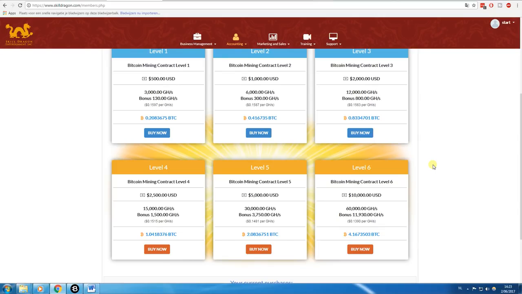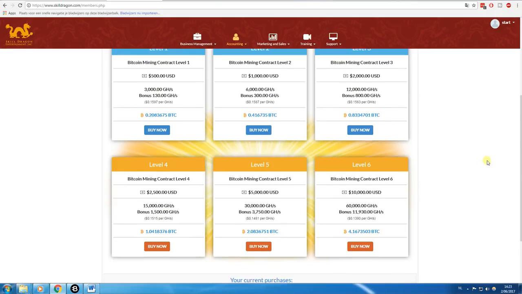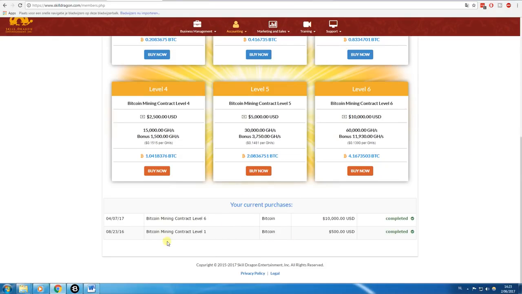Today we're going to take a look at how you can earn a passive income with cryptocurrencies and if Bitcoin mining is still profitable. So to know all that, we're gonna have to take a closer look into my experience and into my journey that started in August of 2016. I started with buying a Bitcoin mining contract of $500.